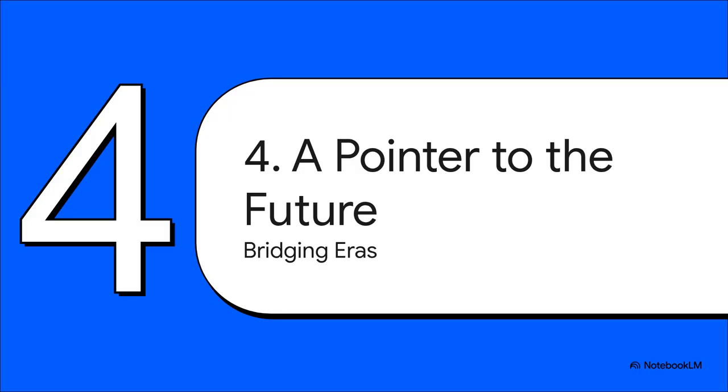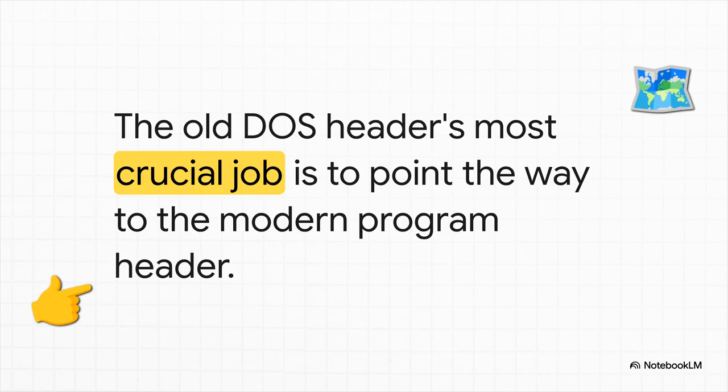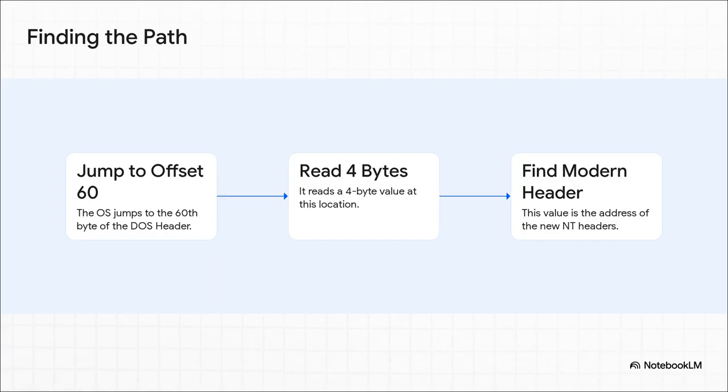Okay, so the handshake is complete. The OS knows it's a real program. But we're still in this old, dusty lobby. The real action, the modern part of the program, is somewhere else entirely. So how does the OS get there? You see, in today's world, the most important job of this old DOS header is just to be a signpost. That's it. Its primary purpose now is just to point the way to the entrance of the modern part of the program file. The whole process is actually really simple and elegant.